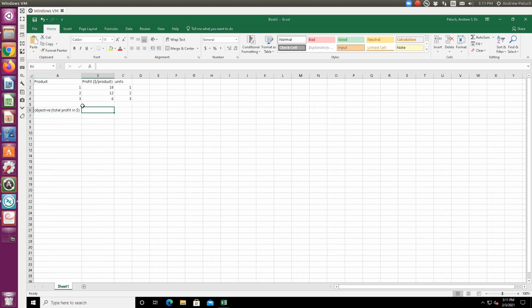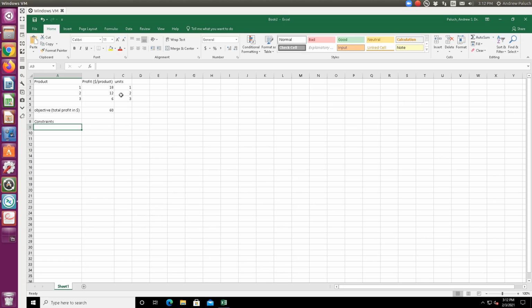And so my total profit will be equal to the profit in terms of dollars per product of each product times the number of units of each product. And again, this is a formula cell, so I begin with an equal sign. Okay, so then I do the same for product 2, and the same for product 3. Okay, next I need to think about my constraints.